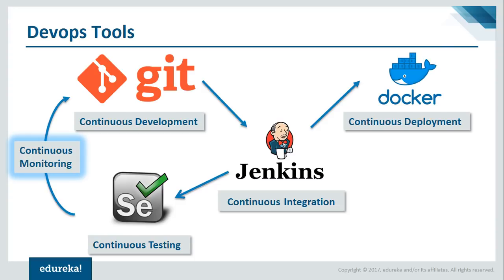So all of these things, from the time a person commits a code to Git, to the time it gets deployed on the testing server, to the time it gets tested, to the time it gets deployed on the production server, all of this happens automatically. Before DevOps came into existence, all of these things were done manually. A code was committed, then deployed on the testing server, where testers tested it using Selenium, and if everything went fine, it was pushed to the production server. But now with DevOps, all of this happens automatically.